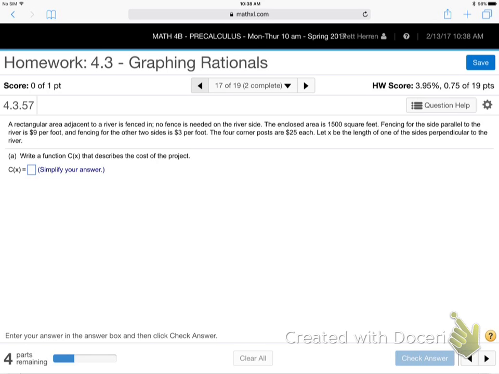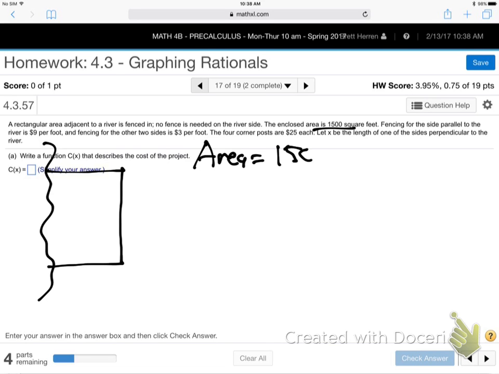All right, let's do these word problems. Rectangular area adjacent to a river. So basically, I'll cut through all the words there. There's a river, and they want us to build a rectangle next to the river with 3 fence sides like that. And they're going to give us a couple of facts. Basically, the area is 1,500 square feet. And the fence for the side parallel to the river is $9 per foot. This is parallel to the river, right?